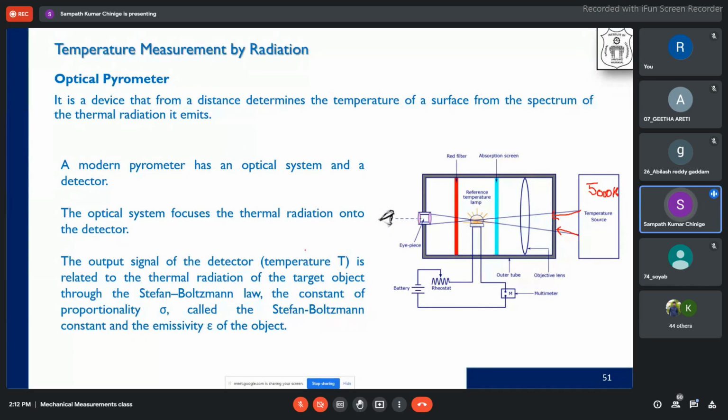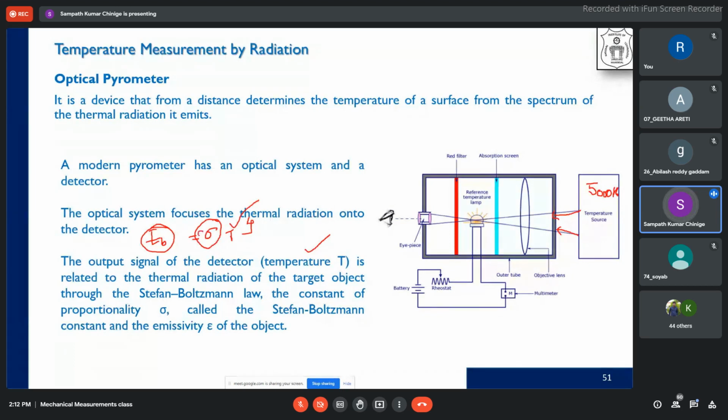So if we want to know the temperature, we have to find out Eb, the total emissive power. Sigma is a constant, so if you are able to find out Eb, definitely we can find out the temperature of the surface. This is the principle that we are depending on.